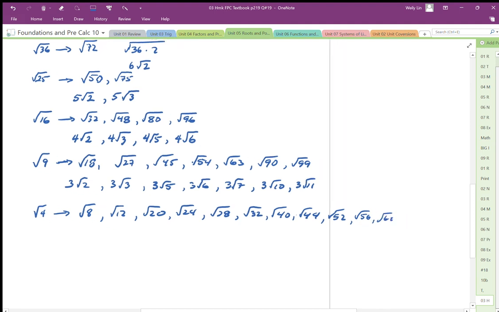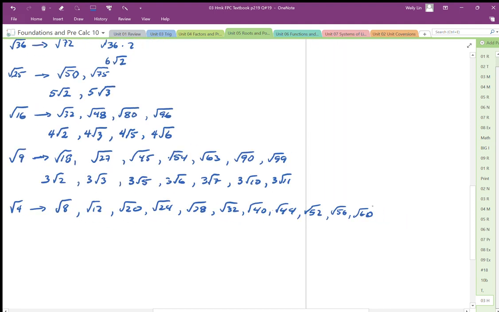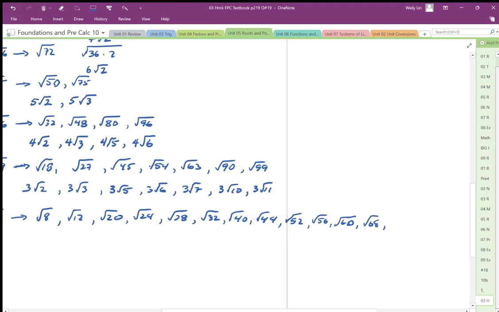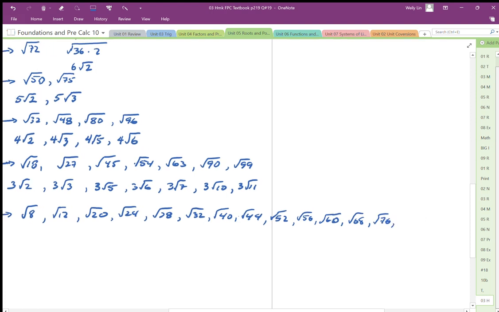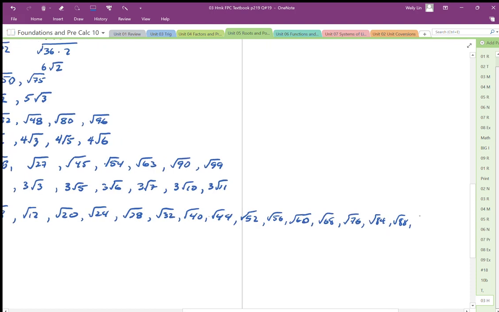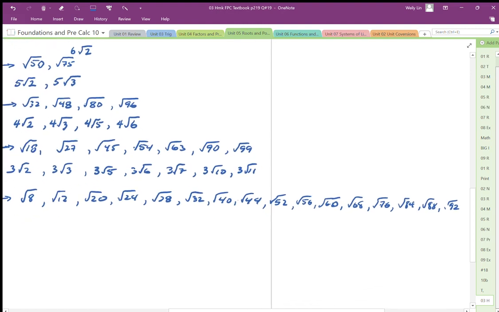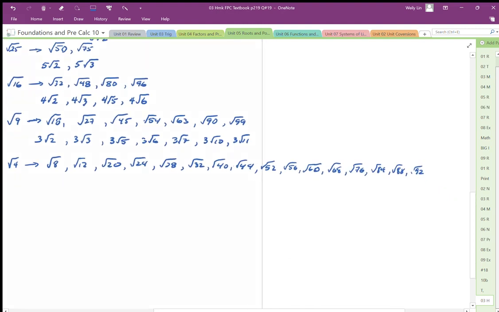There's quite a few of them in here. Root 64 is a perfect square, root 68, root 72 I think we had up at the top there, root 76, root 80 I think we had before, root 84, root 88, root 92, 96 we already had, 100 is a perfect square, so those are all the ones that can be expressed with 2 in a root.